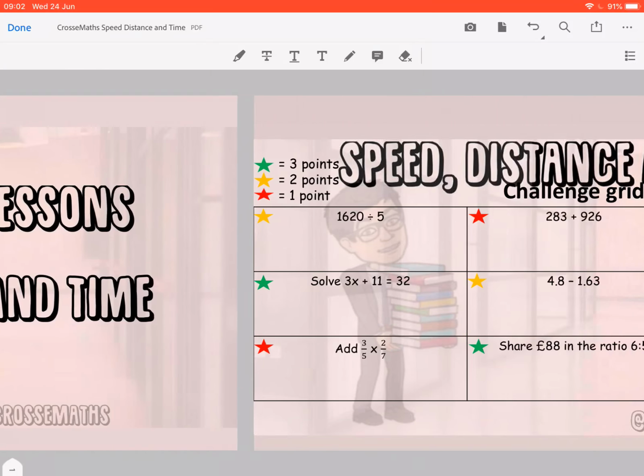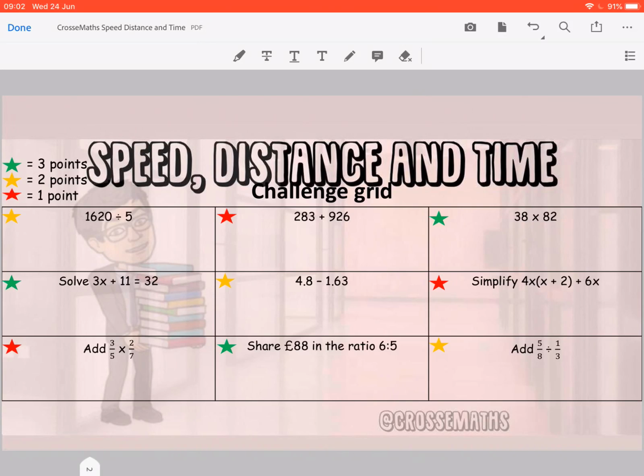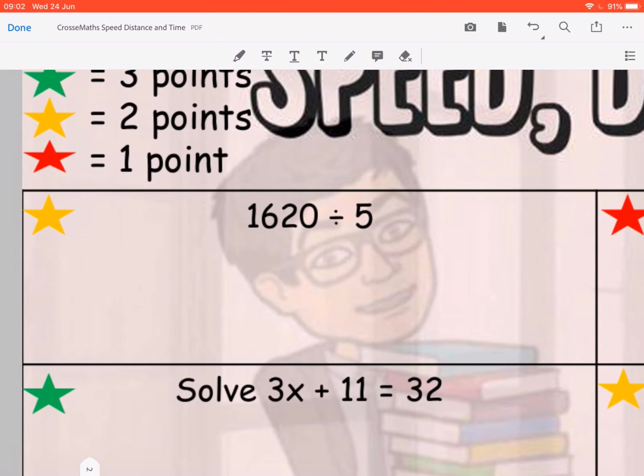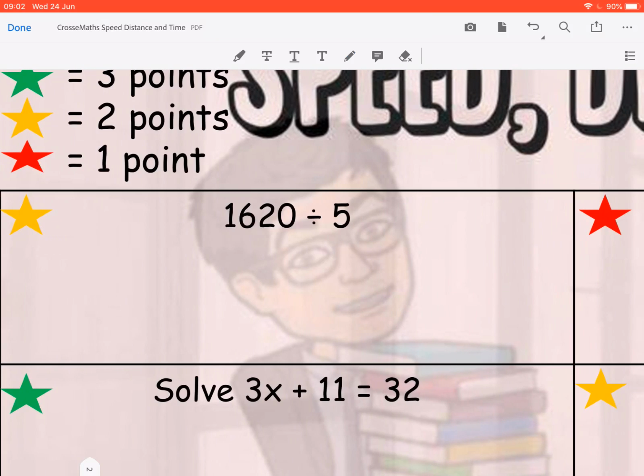Okay, we've got a bit of speed, distance and time today. What I'd like you to do is pause the video now and have a go at the challenge grid in front of you. I'm going to go through each one individually. You will need a calculator today, by the way, but don't use it for the starter. You should have paused the video by now and had a go at the challenge grid. Hopefully you've finished.